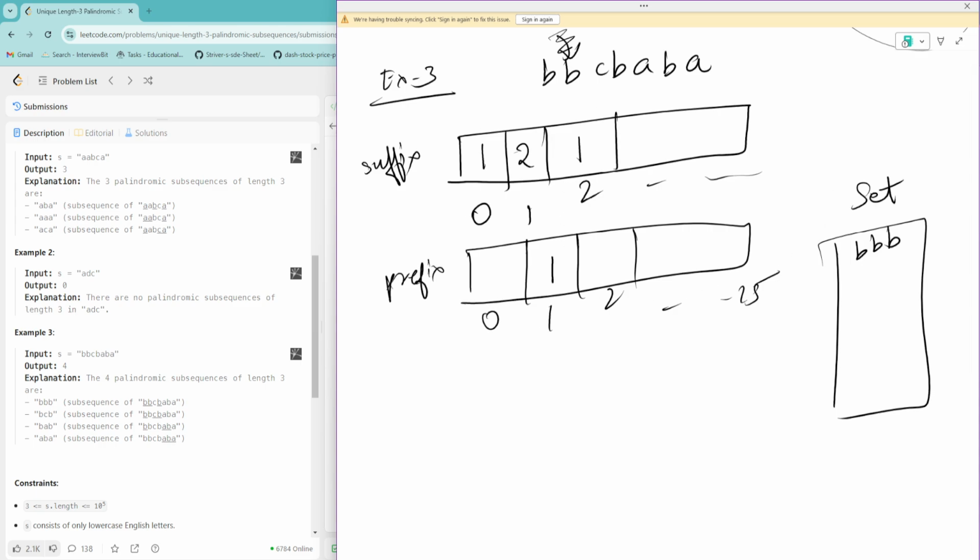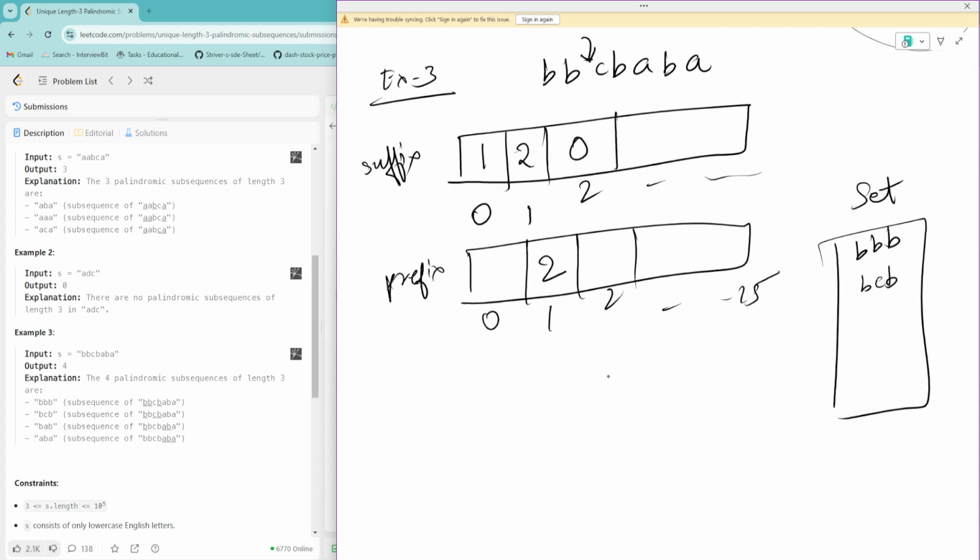Now move to the next, but don't forget your responsibility to increment the prefix of that particular character. It would be 2. Now we have C. Decrement the suffix. It would be 0. If I am at C, prior to it are B. Is there any B to its right? Yeah, we have 2. BCB is done. We would put it into the set.